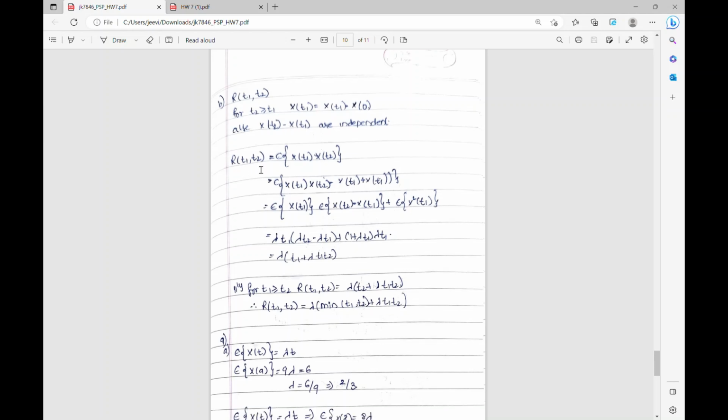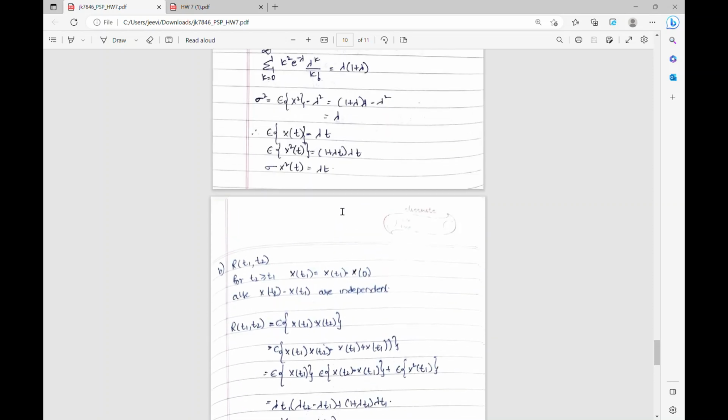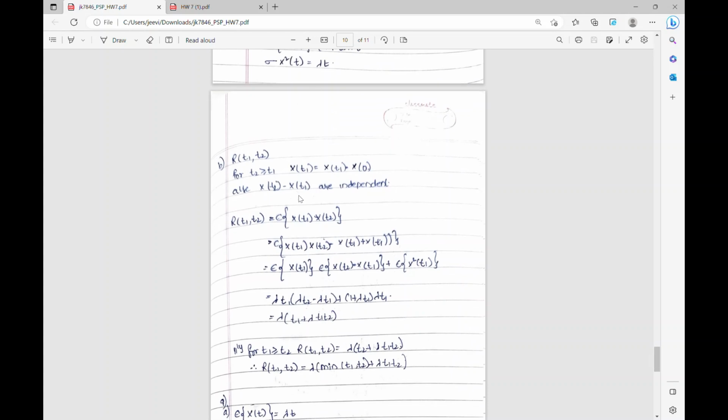That is, we can write R(t1, t2) is equal to the expected value of x(t1) into x(t2). That is equal to the expected value of x(t1) into (x(t2) minus x(t1)) plus x(t1). Now that can be written as the expected value of x(t1) into the expected value of x(t2) minus x(t1), plus the expected value of x square(t1). Now from here we know all the values that are needed, so we just substitute them. We get lambda t1 into (lambda t2 minus lambda t1) plus (1 plus lambda t1) into lambda t1. Now if we take lambda in common, we get lambda into t1 plus lambda square into t1 t2.